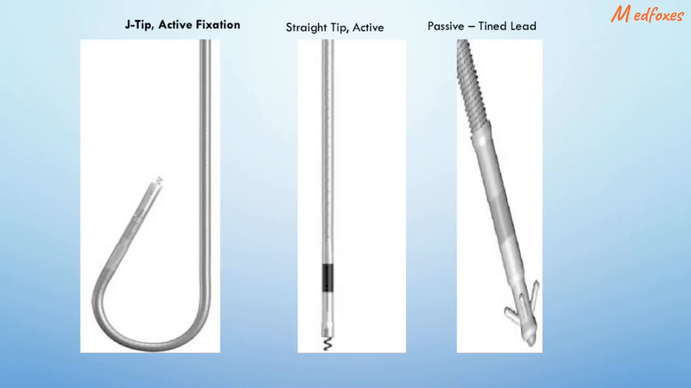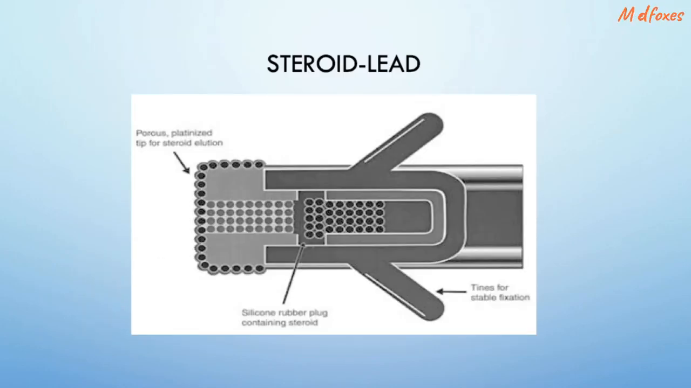You can see different forms of pacing leads from left. A J-tip active fixation lead, then a straight tip lead, which is also an active fixation, and the last one is a passive fixation lead which has tines on the tip. Another key property of a pacing lead is drug elution.